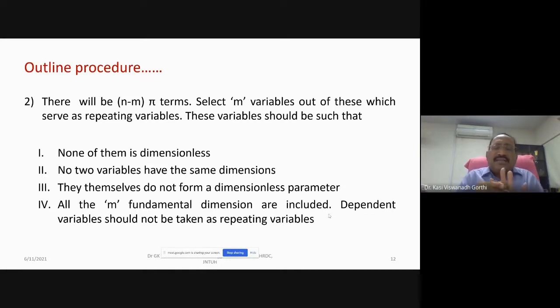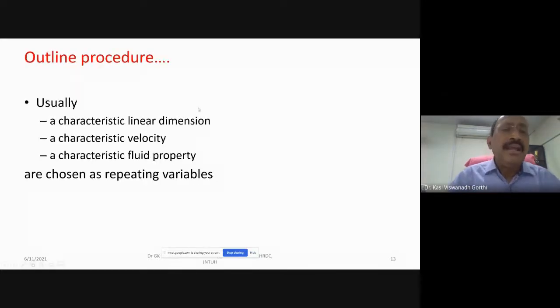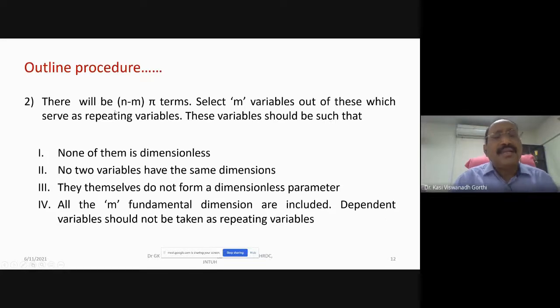And you should choose all the three repeating variables in such a way that the m fundamental quantities, mass, length, and time, must be completely available in those three. Usually a characteristic linear dimension, in our case the size of the orifice, a characteristic velocity or flow property like acceleration due to gravity, and a characteristic fluid property, mass density, are chosen as the repeating variables. So the procedure is clear.